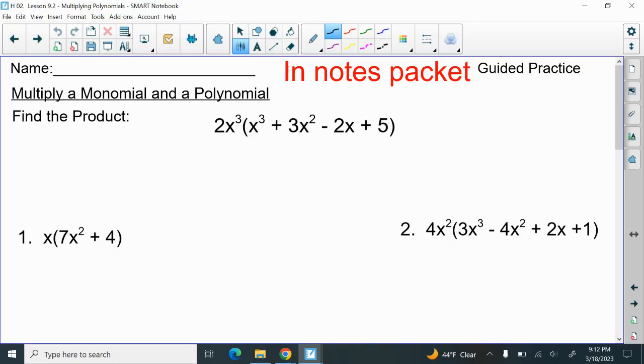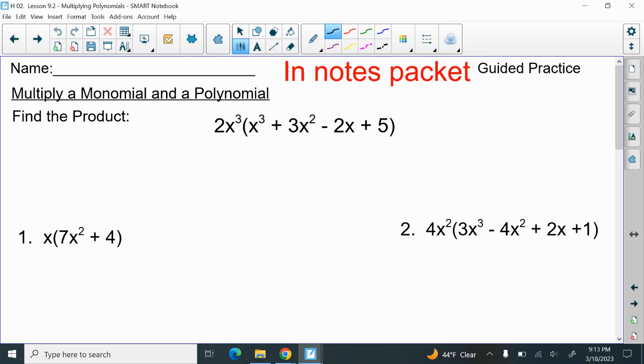Today we're going to start to look at how we multiply polynomials. We worked with addition and subtraction of polynomials last week, which was similar to just combining our like terms. When we're multiplying, we're thinking of that distributive property, and it's going to be similar to that. So take out your notes packets to this page and follow along.